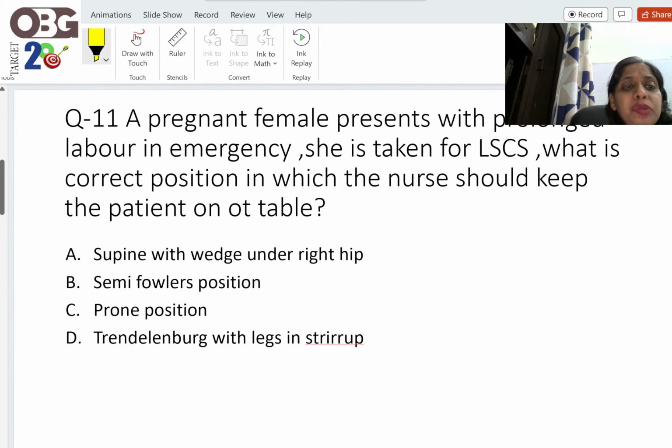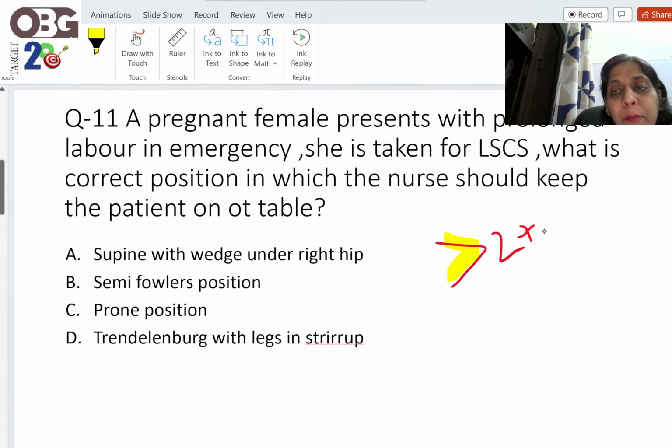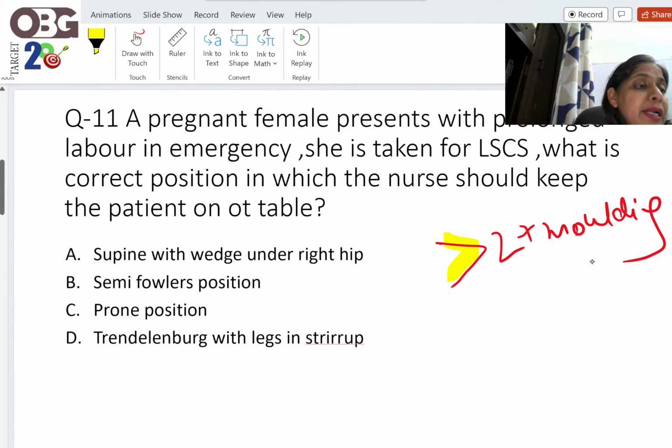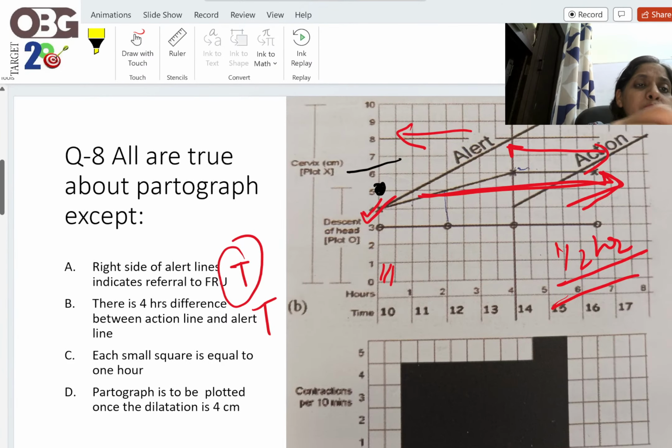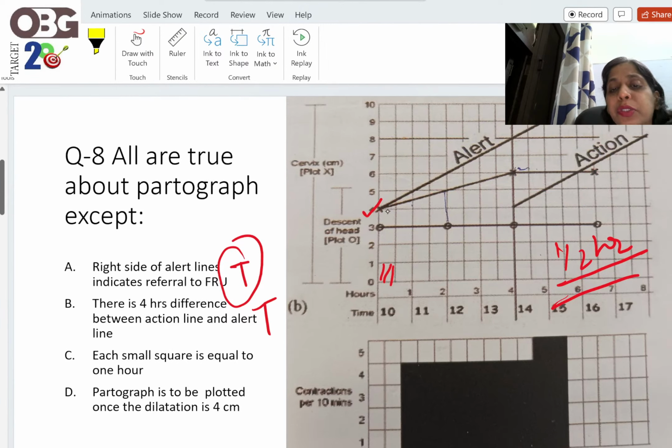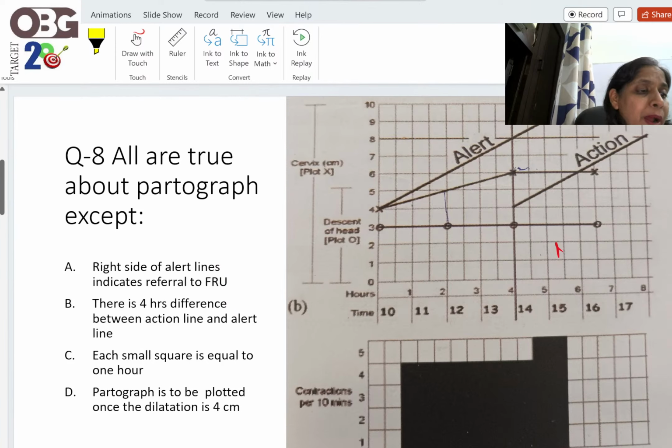Okay, next question, a pregnant female. Caput 2 plus and moulding 2 plus, it does not make any difference, Nimra. More than 2 plus moulding makes a difference. Till 2 plus, moulding is reversible. Let me ask you one question. Forget about this partograph line.